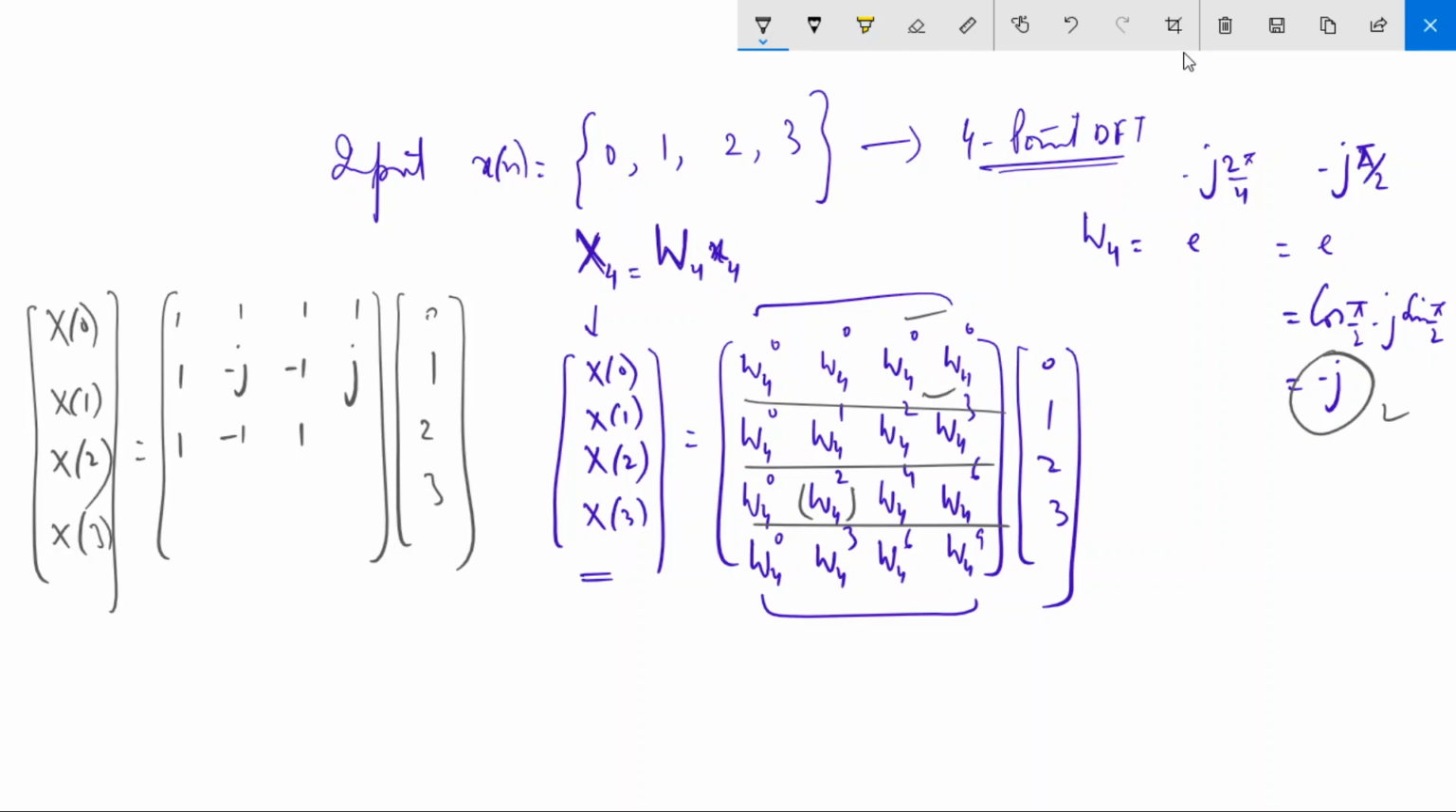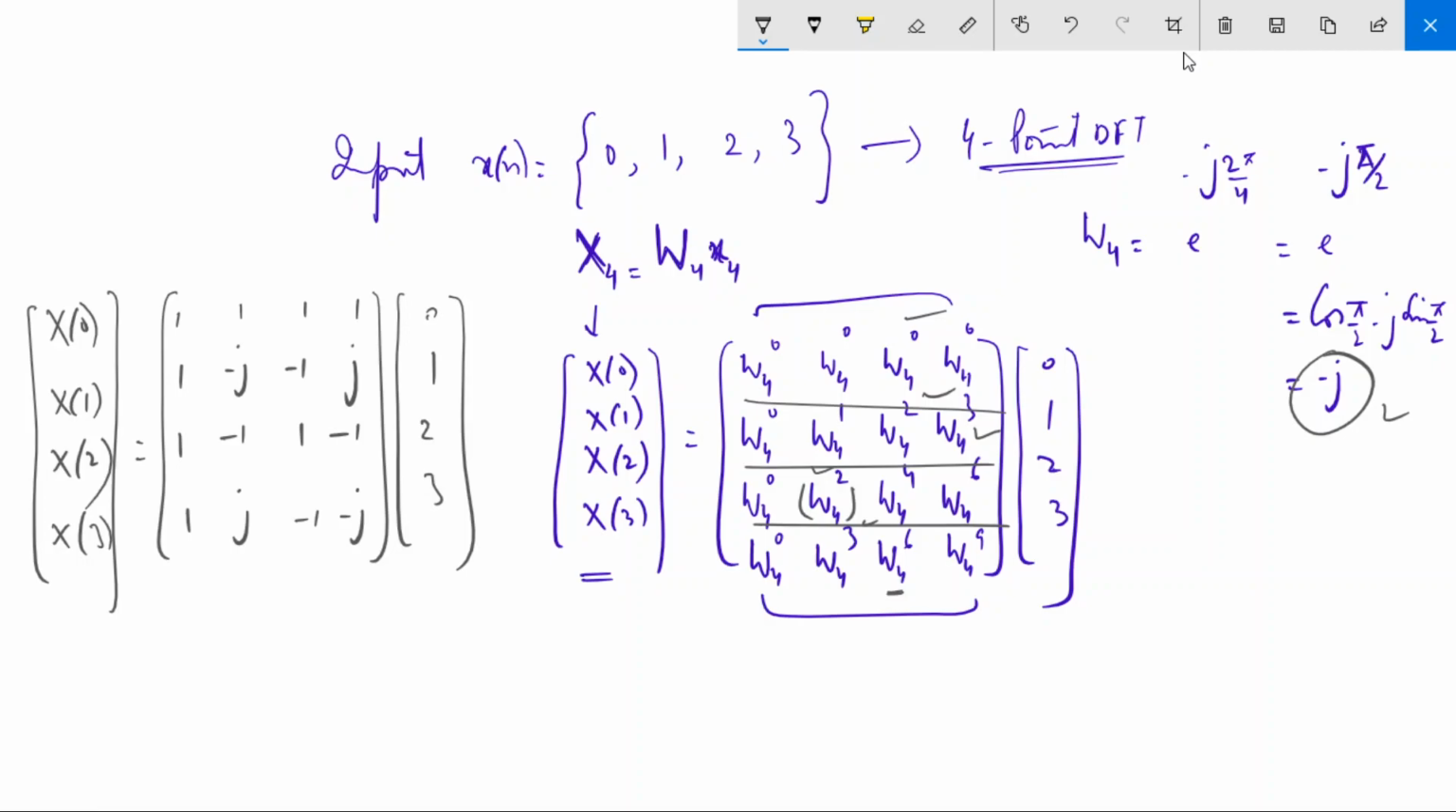Then W4 to the power 6, you can take it as W4 to the power 2 whole to the power 3. So it is minus 1. So to the power 3, it is again minus 1. Okay. Similarly, you can compute others. It is again 1, W4 to the power 3. Now as that is computed, it is here, which is j. Then W4 to the power 6 is W4 to the power 3 square. It is j square, that is minus 1. And then finally, this will become minus j.